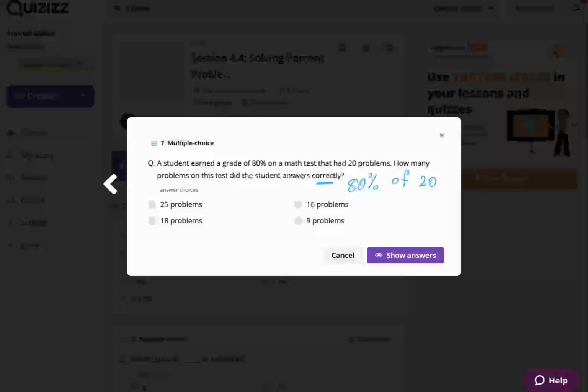Okay, let's do it. What is 80% as a fraction? 80 over 100. Okay, let's remove the 0 and it will be 8 over 10. And of means times. Yes, okay. Now, let's divide 20 by 10, then multiply by 8.